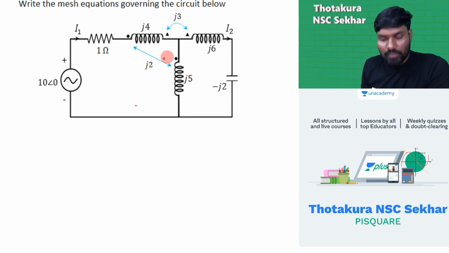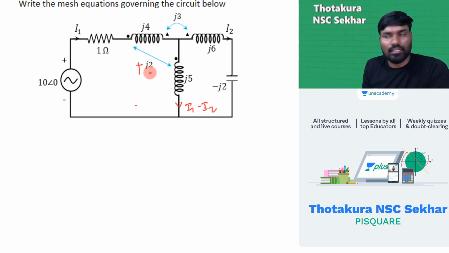First, when it's a coupled circuit, what is the type of coupling here? This current is I1, this current is I2. The current in this is I1 minus I2. Here it is positive coupling, plus, put this directly. Here, for the type of coupling between these two, current is leaving at a triangle and entering at a triangle. This is a negative coupling.